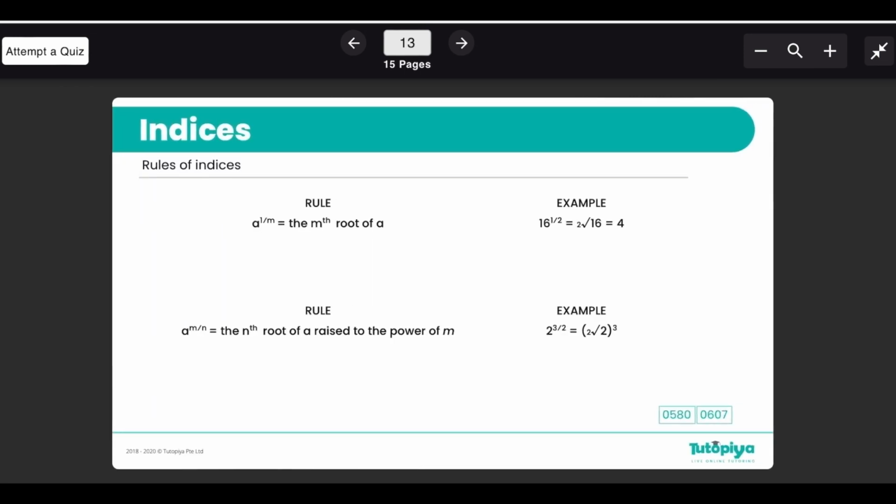The next rule is basically square roots. If you have a to the power of 1 over m, that's basically saying m root of a. For example, 16 to the power of half is basically saying the same as 2 root of 16, which is 4, sorry. Then if you have a to the power of m over n, that is the same as saying root of a, and that goes to the power of m, right?